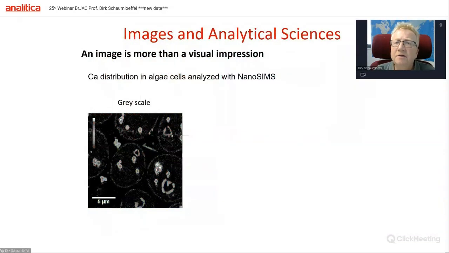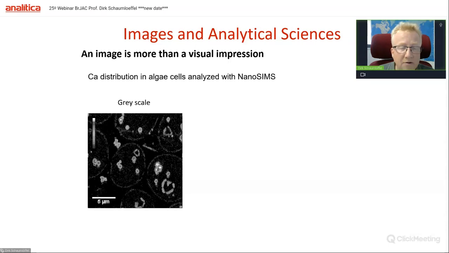So images and analytical science are somehow related. But as I told you at the beginning, an image is more than 10,000 data. Also, an image is more than the visual impression. It is more than only seeing an image. For example, here already an example from NanoSIMS. It's a calcium distribution in algae cells analyzed with NanoSIMS.